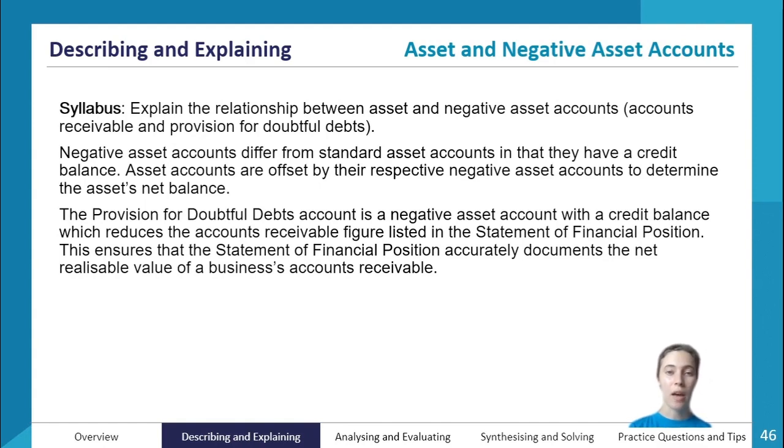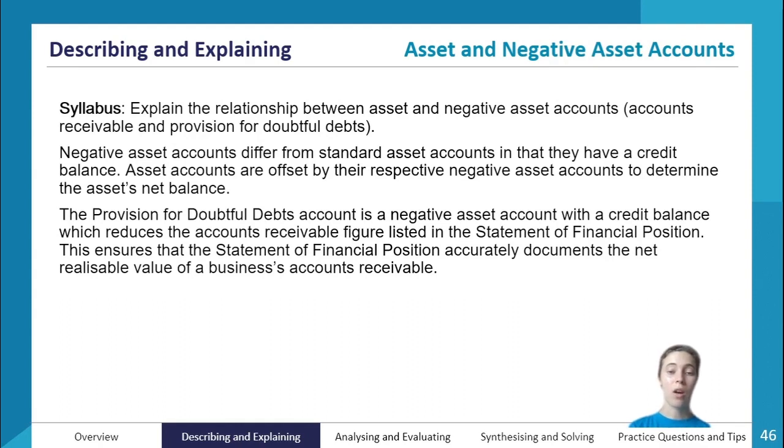So we know our assets have a debit balance by nature. Negative asset accounts have a credit balance by nature. So asset accounts are offset by their respective negative asset accounts to determine the asset's net balance. Now, the provision for doubtful debts account is a negative asset account with a credit balance, which reduces the accounts receivable figure listed in the statement of financial position. And this ensures that the statement accurately documents the net realizable value of a business's accounts receivable.